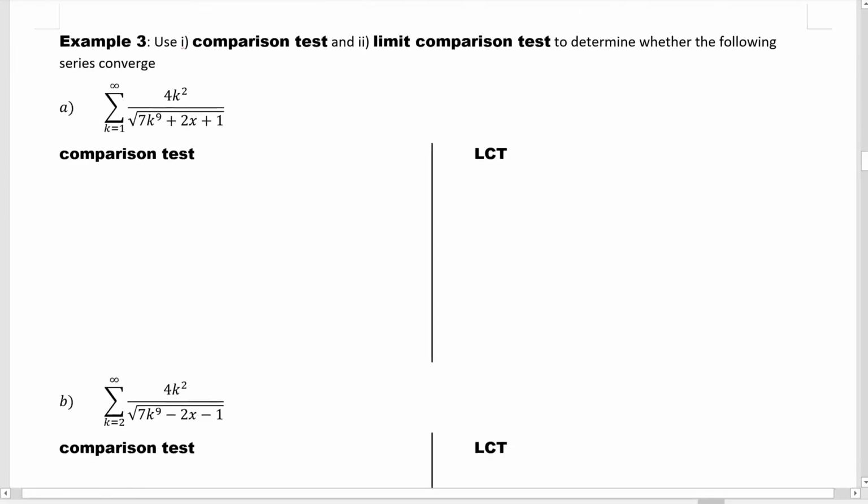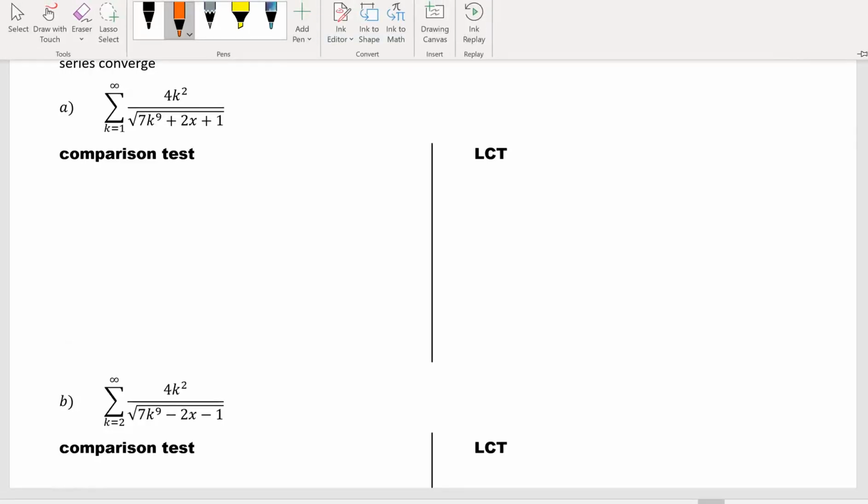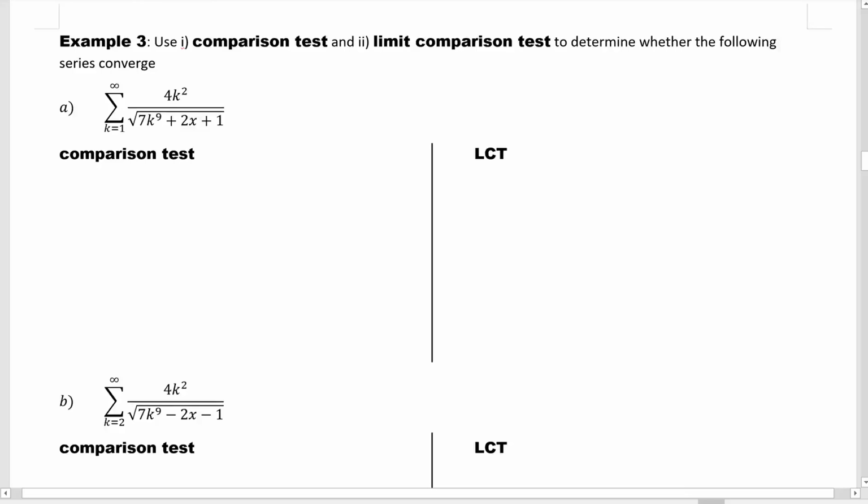Okay, so example 3. Use the comparison test and the limit comparison test to determine whether the following series converges. Let me use orange color for the comparison test and green color for the limit comparison test. For the comparison test, you want to compare with some known series, but we don't know which one is the big guy and which one is the small guy. So usually, when k goes to infinity, the dominant terms dominate. So we compare with the dominant terms.